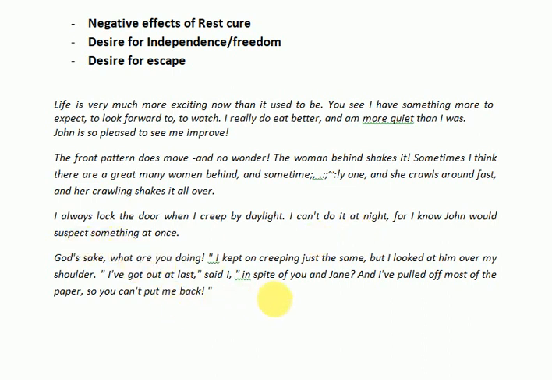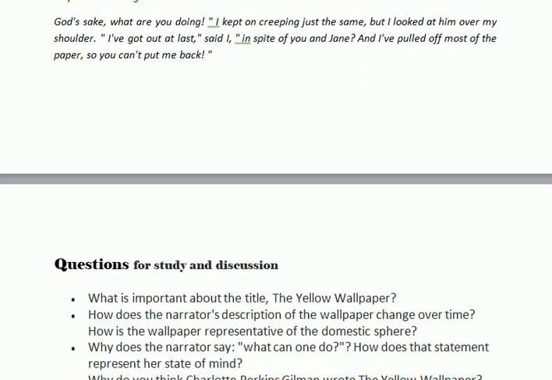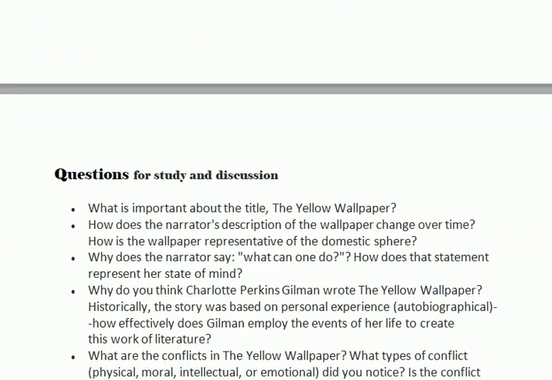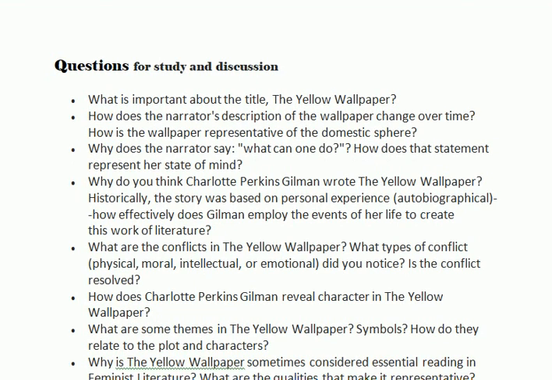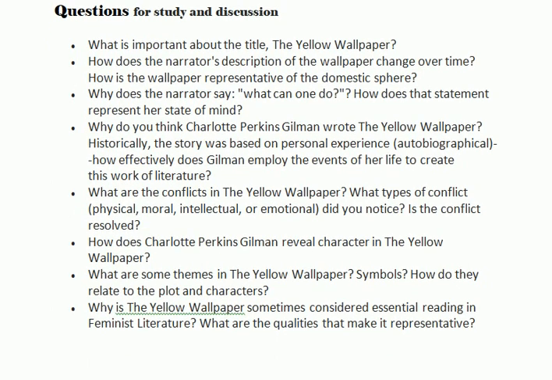And this was at the end when she was creeping, and John found her creeping, and he collapsed on her way. So that was the tragic end of the story, where a complete mental and psychological collapse of the narrator had occurred due to all these restrictions upon self-expression, due to the negative treatment of the rest cure, and many more.